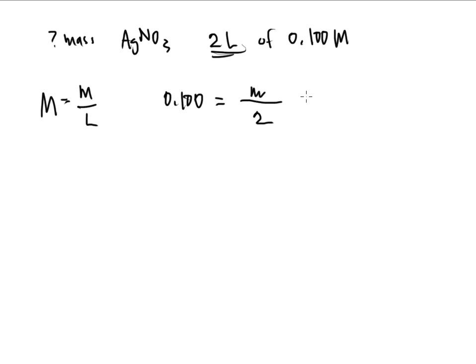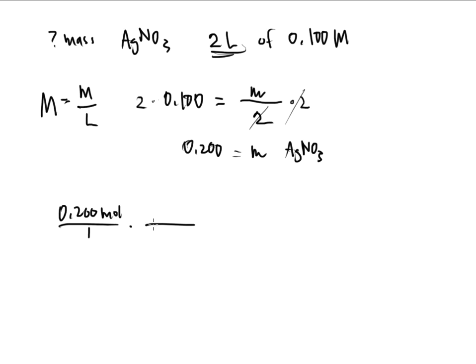All right, so to solve for M, I'm going to multiply by 2 on each side, right? That gets rid of that. That leaves me with a little m over here, and 2 times 0.1 is 0.2. All right, so that tells me the number of moles of AgNO3 that I need. But the question is mass. Again, my balance cannot weigh out moles. My balance weighs out grams. So I need to be able to take 0.200 moles of AgNO3, and I need to be able to convert that into grams.